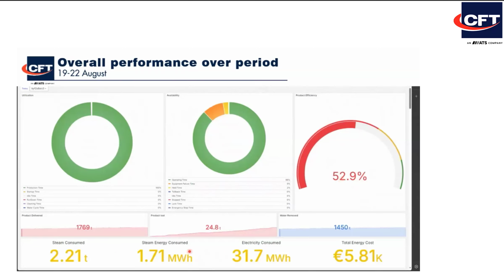We also see some totalizer on the bottom part of the screen summarizing the product delivered, product lost for inaccuracy of the bricks, roughly 25 tons in 3 days, and the total water removal. Even further down, we see totalizer on the energetic components, 2.2 tons of steam consumed, which are equivalent to 1.7 megawatt hour of energy, 31.7 megawatt electric megawatt consumed, and finally 5.8 thousand US euros of energy cost.